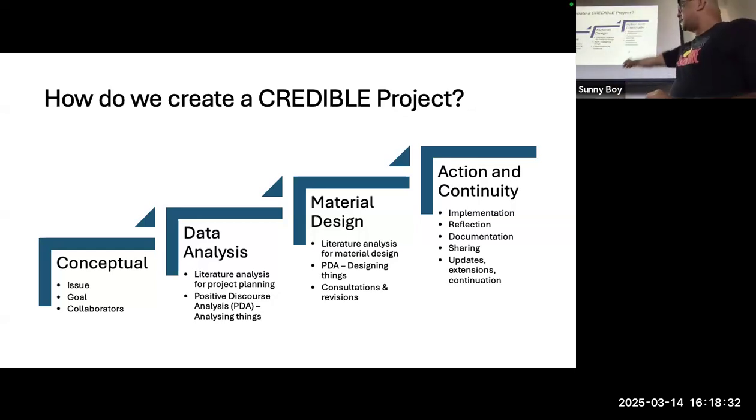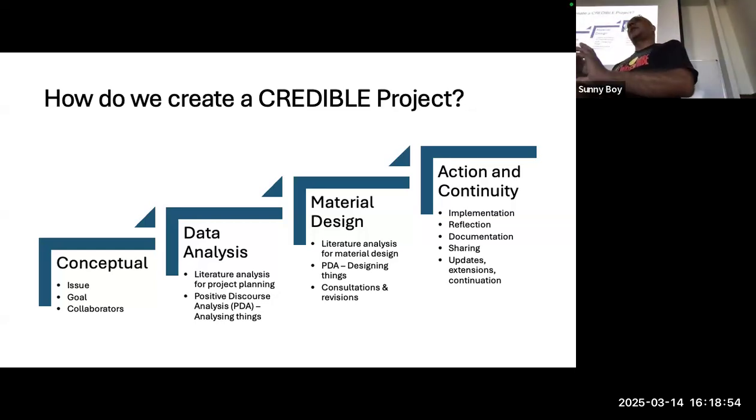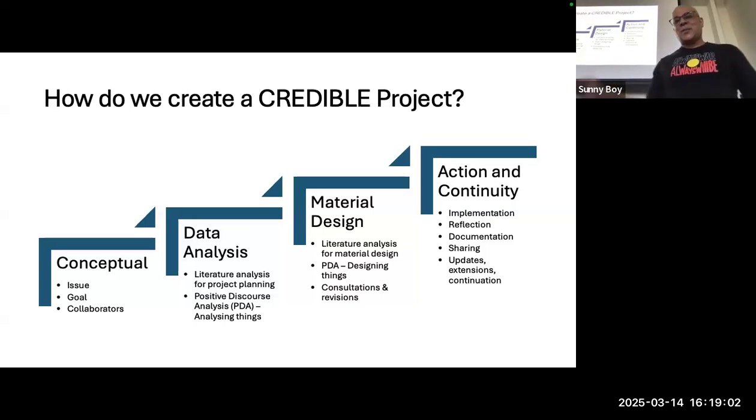That then translates into material design. So we're still doing literature analysis and positive discourse analysis, but now we are looking at it in terms of designing material. And once we have the basic drafts done, we go through consultations and revisions, which essentially happens all the time. And then we move on to action and continuity. In this case, the Frog River started off as a class project with a poem. Then we had the artwork and the music, and we have other things happening as well, which I'll talk about at the end. We, of course, talk about documentation, reflection, and sharing.